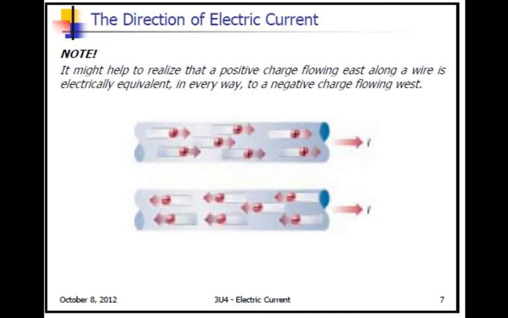So this is an interesting aspect because we're dealing with charges that can either attract or repel. So the direction they move and their polarity, their positive or negativeness, affects how we define the current.